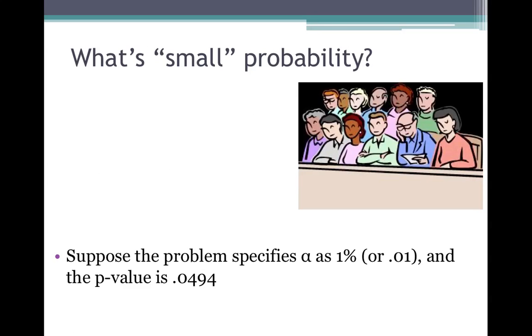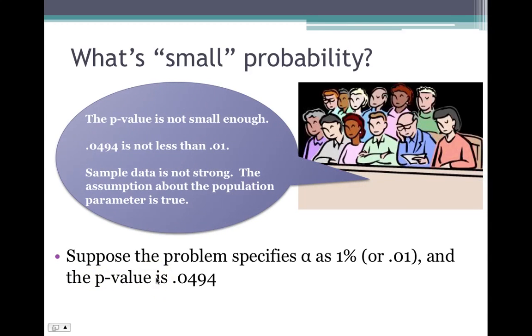So let's suppose alpha is set to 1% in this problem, and our p-value is 0.0494. 1% is 0.01, and if we compare alpha to the p-value, we see that alpha is smaller than the p-value. The p-value is too big in this case. So what you would say is, the p-value is not small enough. 0.0494 is not less than 0.01, so the sample data is not strong. The assumption about the population parameter is true.